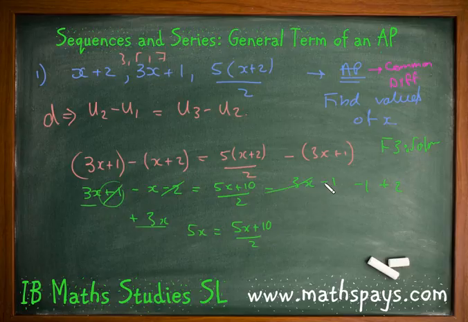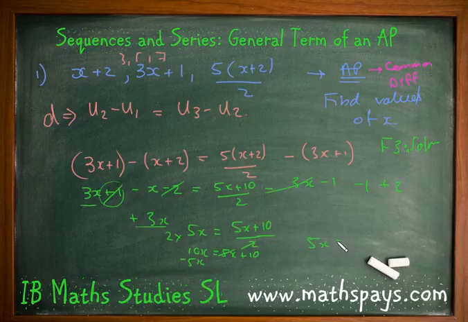Then I've got -1, -1, it's -2. -2 plus 2 is 0. Okay, that works out quite nicely. I can get rid of the divide by 2 now by timesing by 2. I get 10x equals 5x plus 10. I can take the 5x across here by minusing it.